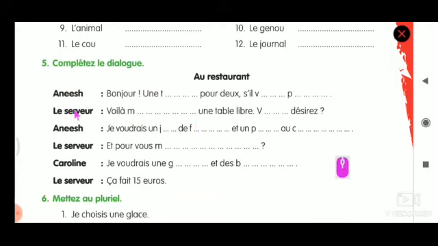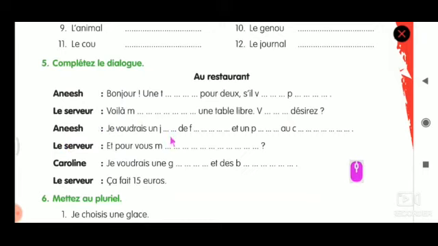So the server is responding, voilà monsieur, une table libre. Vous désirez? Okay, so the answer is voilà monsieur. Monsieur means sir. Here's the table for you, which is a free table. And what would you like to have? Vous désirez, 3-letter word. V is there, so we have to find out the rest of the 3 letters. Vous is already on the top, so the same will repeat here. Vous désirez.